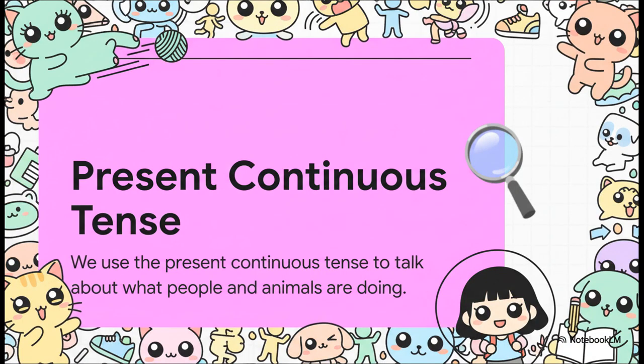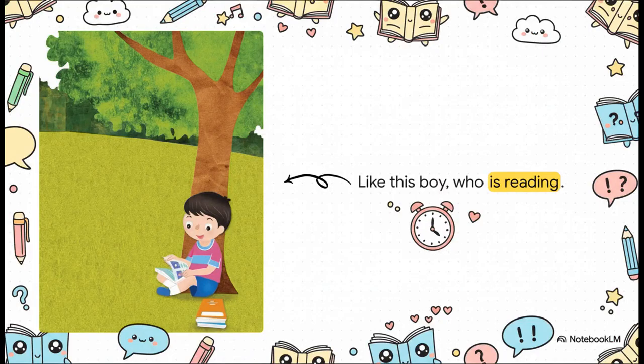So here's the official definition. We use the present continuous to talk about what people and animals are doing. It's the doing tense. If someone or even your pet is in the middle of doing something, this is the tense you're going to reach for. Simple as that. Here's a perfect example for you. Just look at this boy. What is he doing? He is reading. See? The action is happening right now. That's the present continuous in a nutshell.